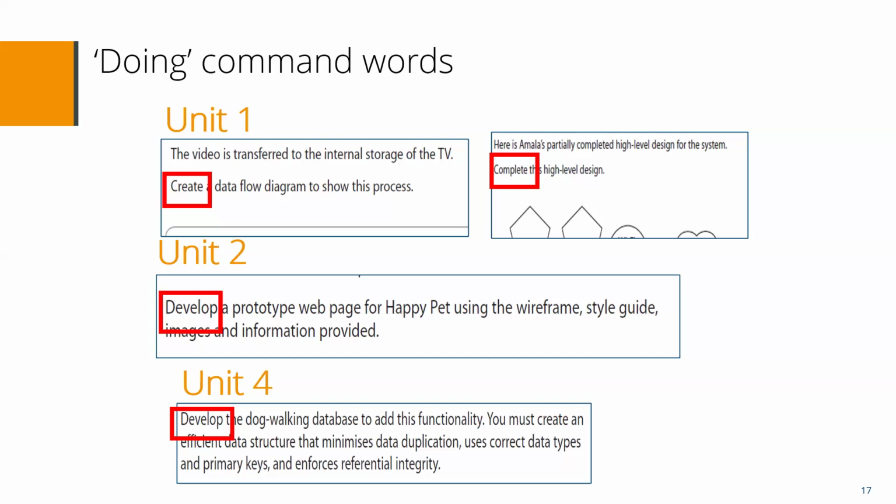Unit 2, develop a prototype web page. And Unit 4, develop the dog walking database to add functionality. Therefore they're required to do a data structure that minimizes data duplication, uses correct data types and primary keys, and enforces referential integrity. So there's development followed by a whole lot of criteria they have to meet. And obviously the assessment will be how well they've met that criteria. So there are doing words.